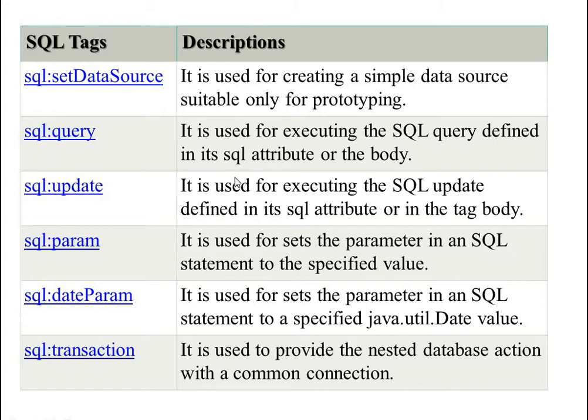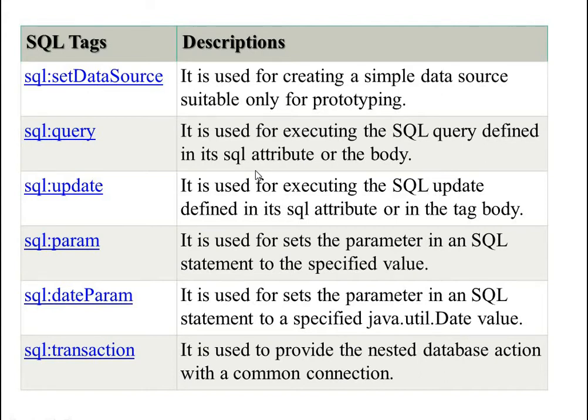And apart from that, the other tags are here: sql:update, sql:param, sql:dateParam, and sql:transaction. sql:update is used for executing the SQL update defined in the sql attribute or in the tag body. For example, if you want to perform an insert, if you want to perform an update, if you want to perform a delete, then we need this sql:update tag.